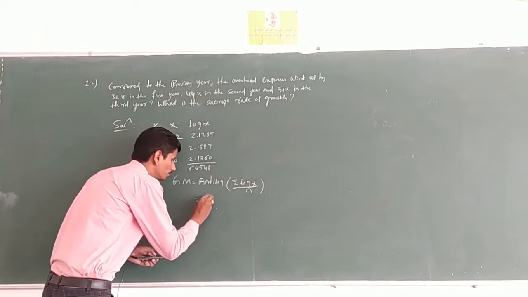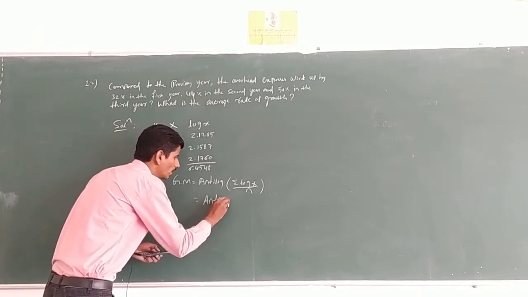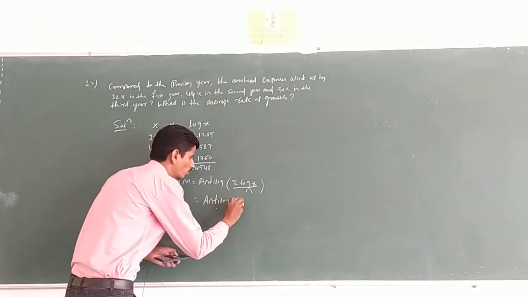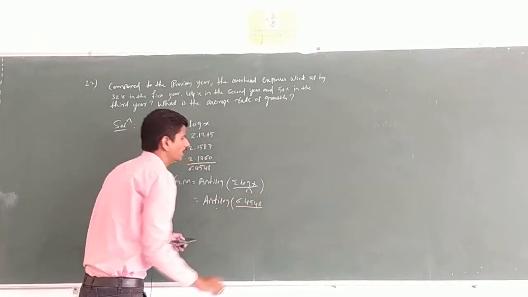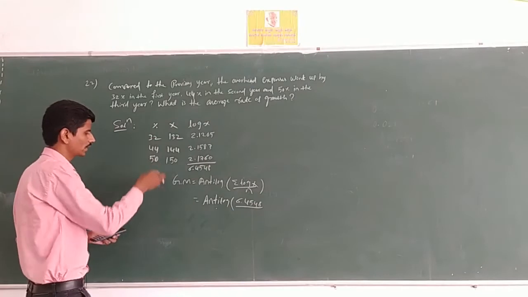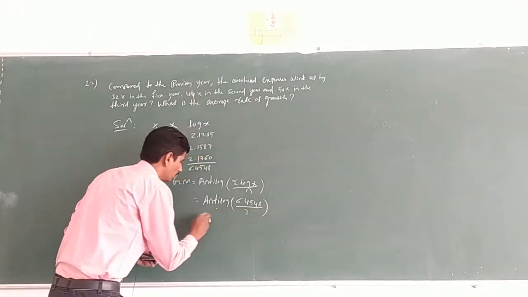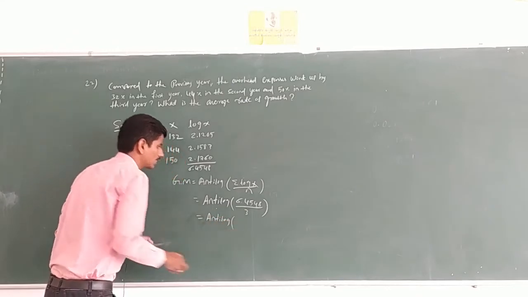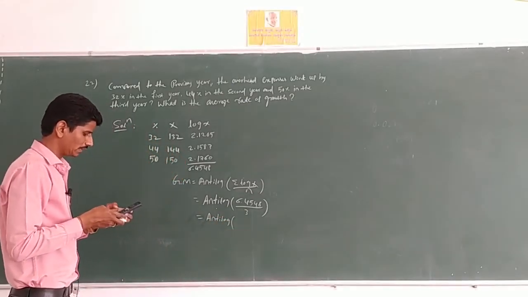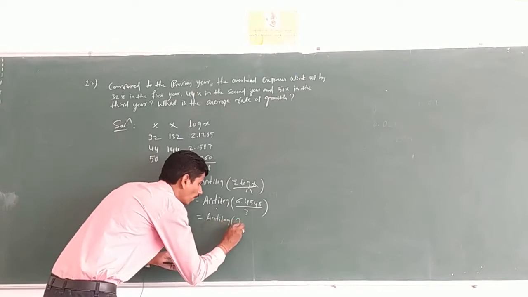Antilog of the sum of log x divided by n, where n is the number of observations. Here the number of observations is 3. Then antilog of 6.4548 divided by 3 is 2.15.